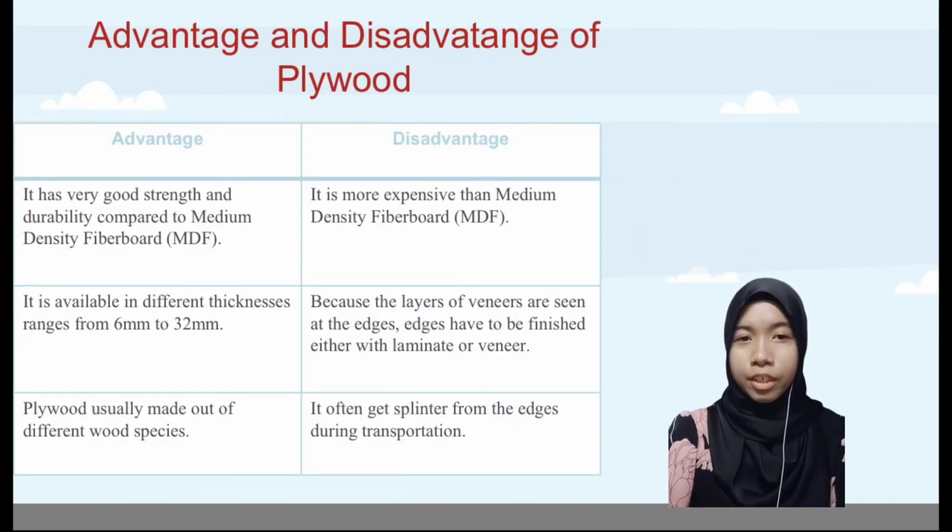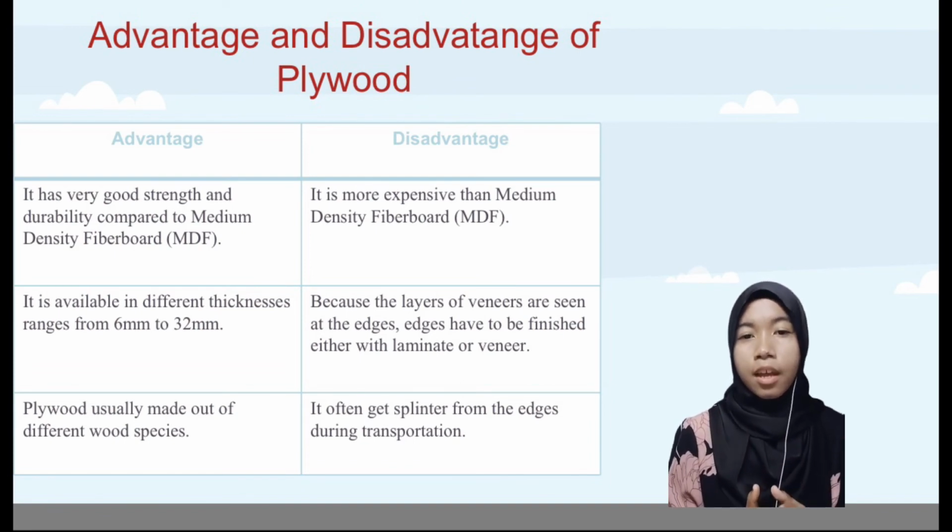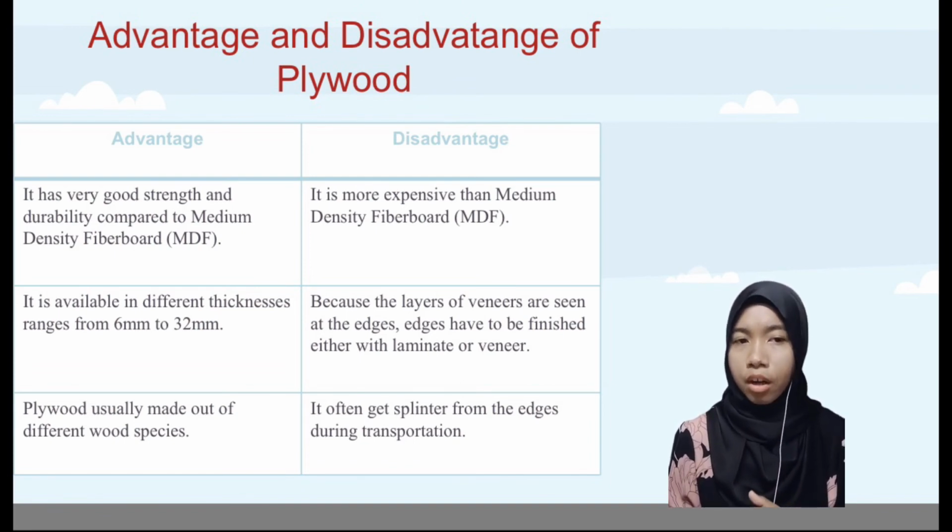Advantage of plywood is it has very good strength and durability compared to medium density fiberboard (MDF). It is available in different thickness, ranging from 6 mm to 12 mm. And lastly, plywood is usually made up of different wood species.